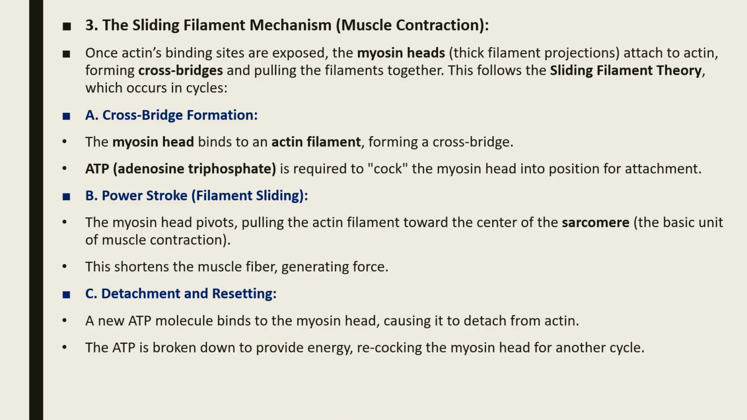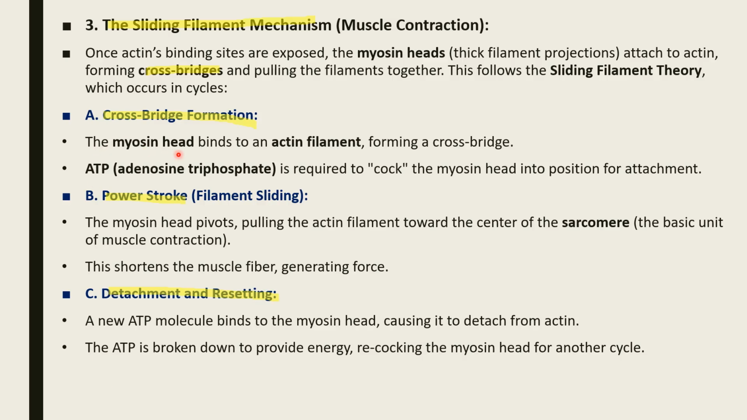The sliding filament mechanism. Number 2, the sliding filament mechanism. Once actin binding sites are exposed, the myosin heads, thick filament projections, attach to actin, forming cross bridges and pulling the filaments together. This follows the sliding filament theory, which occurs in a cycle. Number 1, cross bridge formation. Number 2, power stroke. Number 3, detachment and resetting.